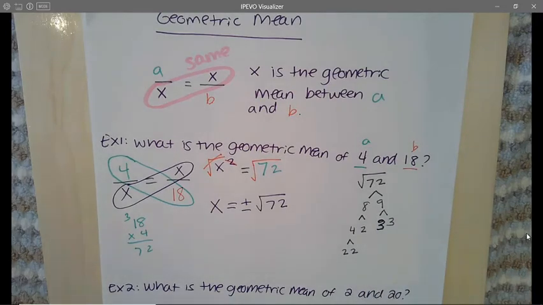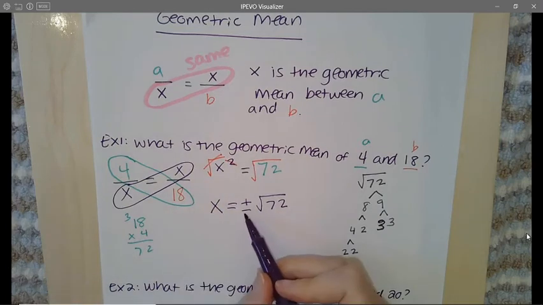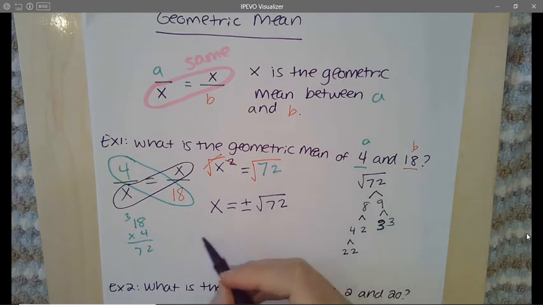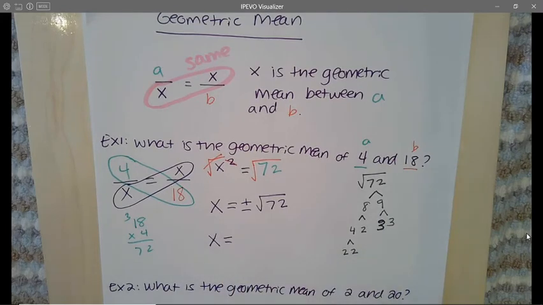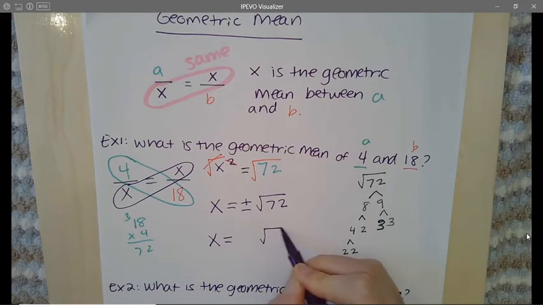Okay, so for my final answer, don't forget, we're not going to include the negative because a negative average in this sense does not make sense. So we're going to have x equals, we're going to have our square root.